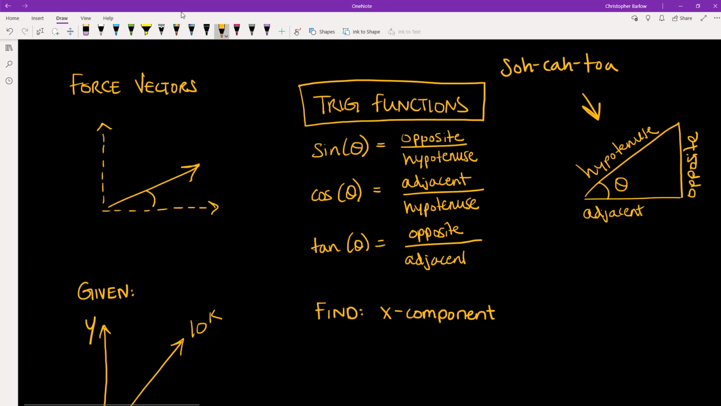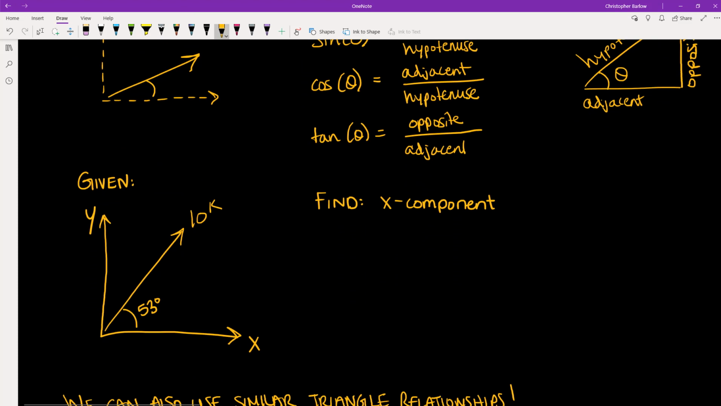So, how does this apply to force vectors? Well, if we scroll down here, you can see that if we draw an imaginary line from the end of this force vector, we can see that we've now drawn a triangle with that angle enclosed. And so we have a hypotenuse, we have an opposite side, and we have our adjacent side. And it's this adjacent side that lies on our x-axis.